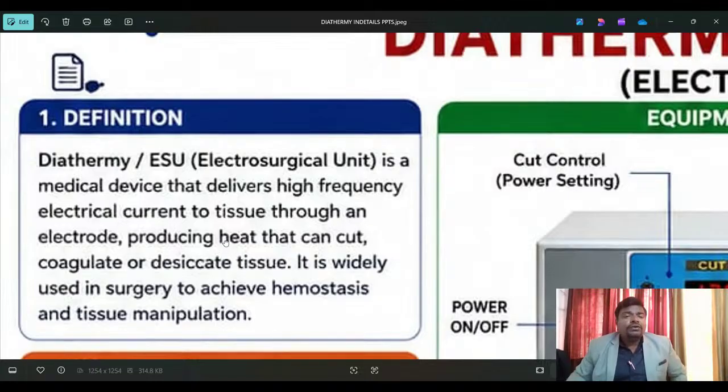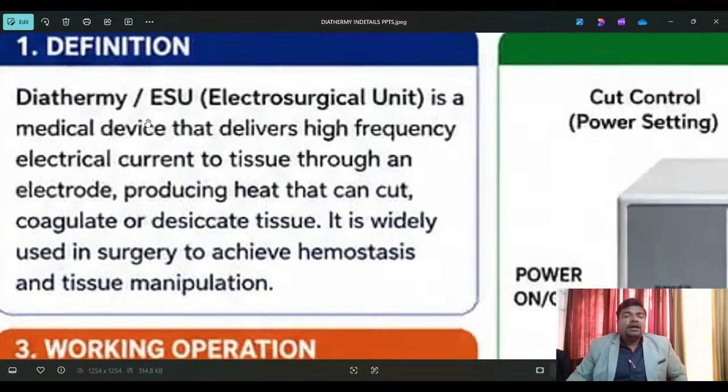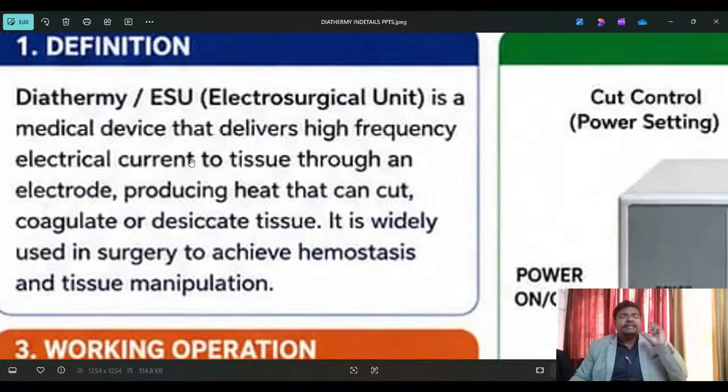Now I'm going to give the definition of diathermy, ESU, or cautery. Simply, diathermy, ESU, that is electrosurgical unit. So mostly you have to keep in your mind three names of it. Okay, so now what is diathermy? Then I'm going to read and you listen. Just keep watching my channel and get the information.